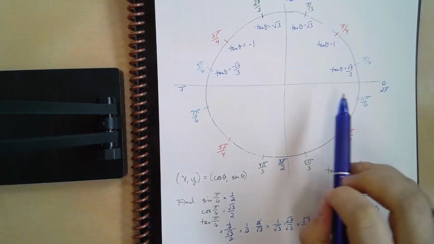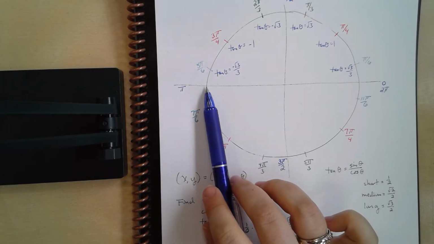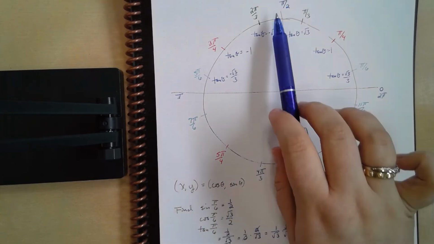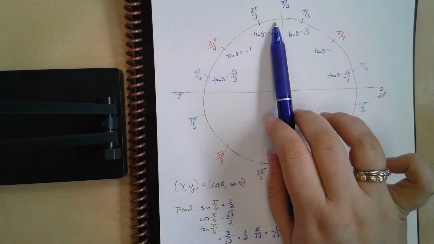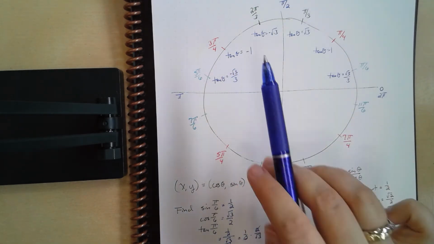And that makes sense because here our cosine values are going to be negative on our x-axis here, but our sine values are still going to be positive. So if you put cosine over sine, you're going to have negative over positive. You're going to get negative values here.